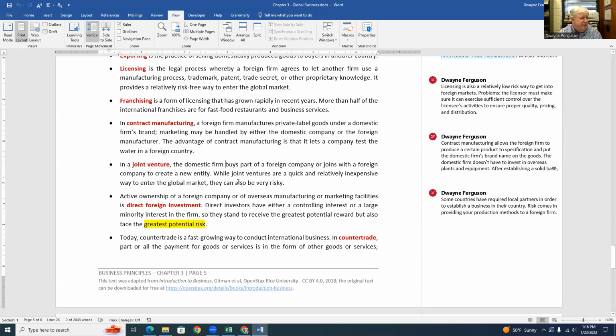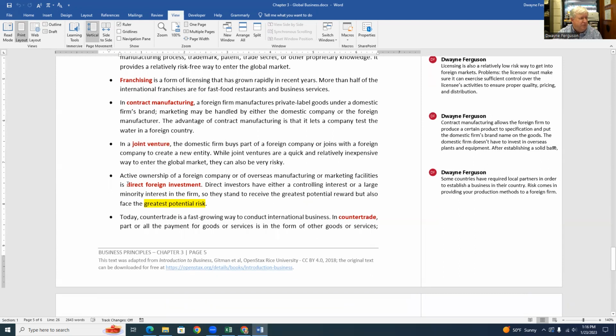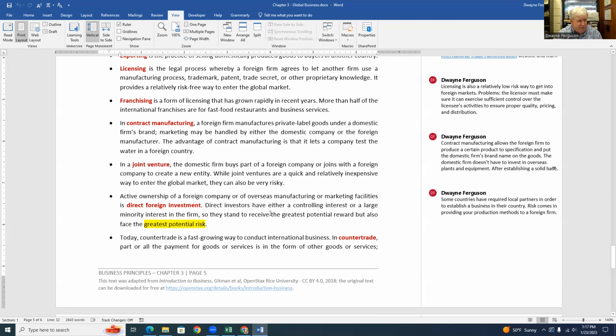So something to think about, joint venture, or you could just do wholly owned direct foreign investment. In other words, a wholly owned facility. You just go and build an entire facility in Mexico, for example, and start making product. So I wrote down here, this is the greatest potential risk, because the political situation in some of these countries is very unstable, and it's very difficult to get your people out and to protect all your processes, making sure that doesn't fall into the wrong hands and stuff like that.